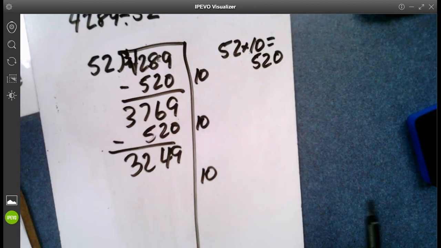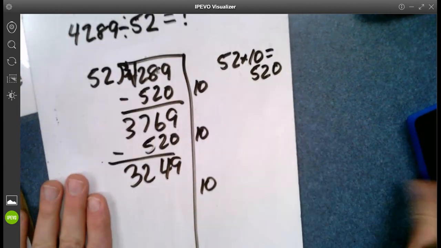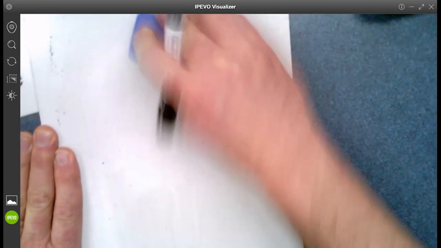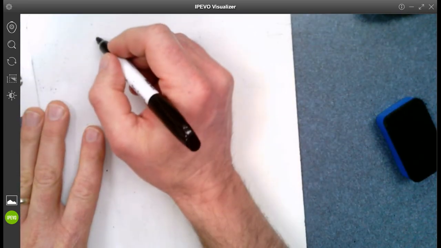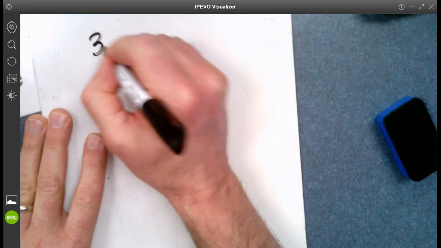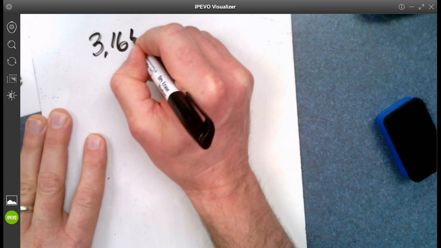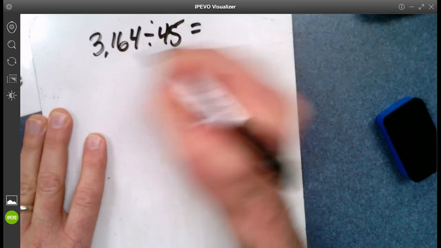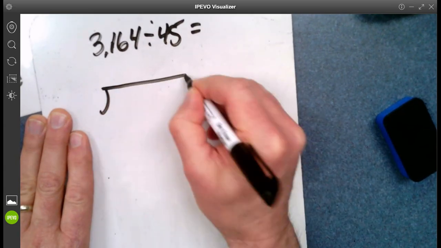So remember, the goal is to kind of guess and check some numbers off to the side. So let's do another one, and I'll show you what I mean with this guess and check. All right. So let's do this one. Let's do 3,164 divided by 45. Okay. I'm going to set up my house.